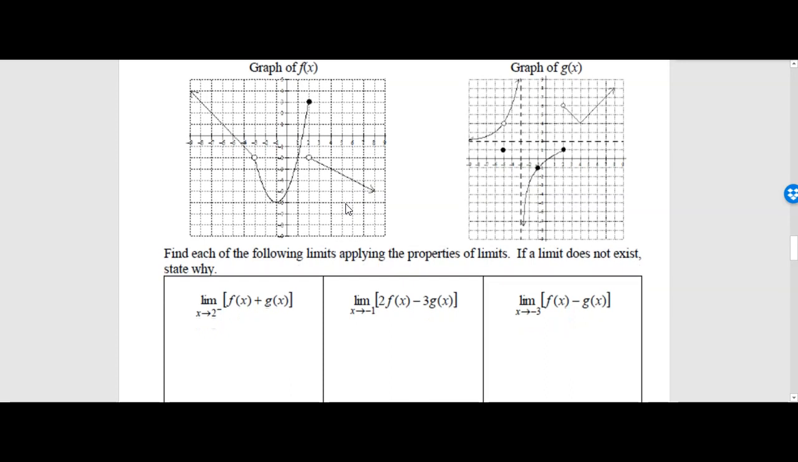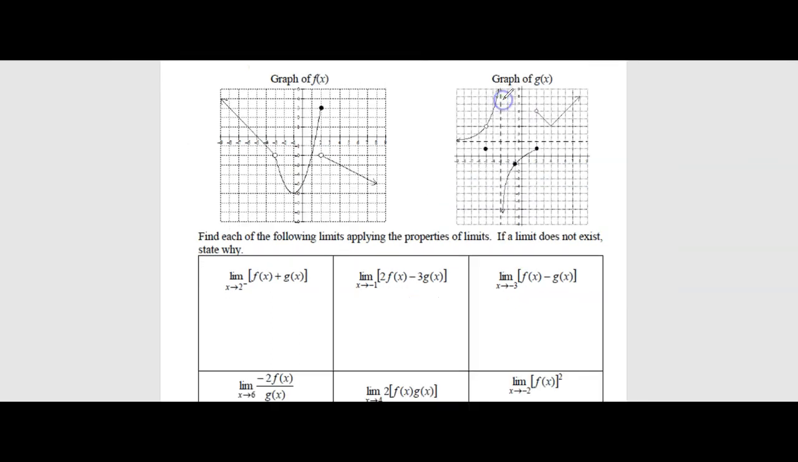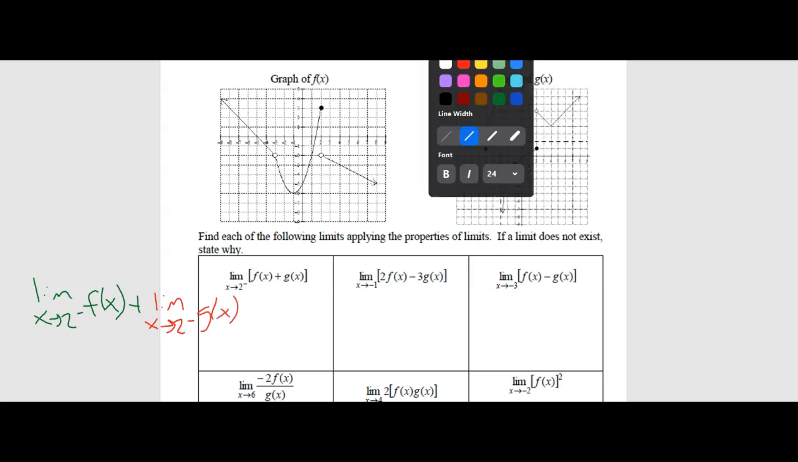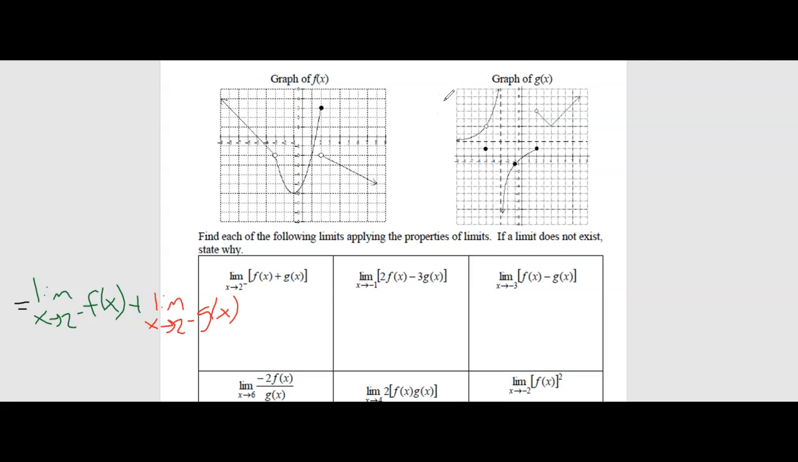All right, f of x on the left, g of x on the right. So the first one we have the limit of, as x approaches 2, this is a one-sided limit because we're approaching from the left-hand side, the negative side, of f of x plus g of x. So the first thing we're going to do is break this apart. We're going to evaluate the limit as x approaches 2 from the negative side of f of x plus the limit as x approaches 2 from the negative side of g of x. So we just split this limit up into 2 different limits using our limit properties.